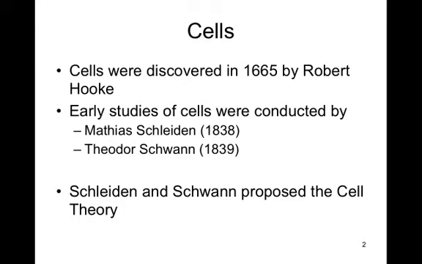Because cells are so small, they were not discovered until the invention of the microscope in the 17th century. Cells were first discovered by Robert Hooke in 1665. Another early microscopist was Leeuwenhoek. Leeuwenhoek first observed living cells, which he termed animalcules, or tiny little animals.